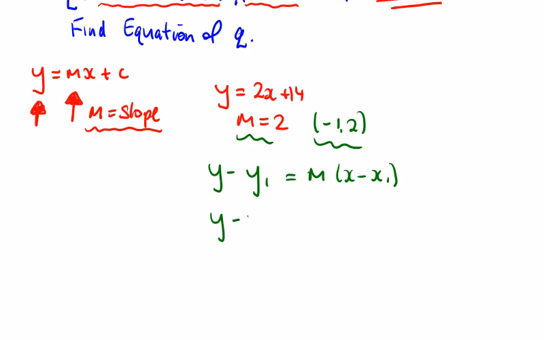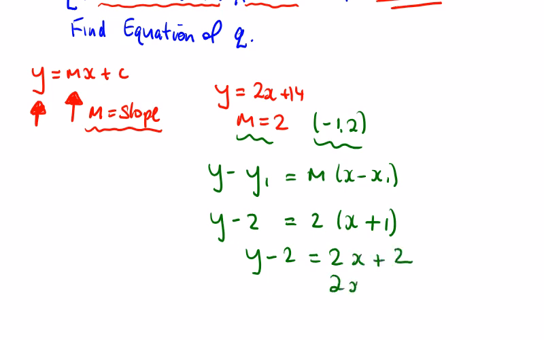So y minus 2 is equal to 2, my slope, times x minus minus 1, which you will always write as plus 1. Take your time simplifying it. y minus 2 is equal to 2x plus 2. If x is positive at this point, I just bring everything across to meet x. 2x minus y, we're going to have a minus 2 and a plus 2. So the minus 2 will become a plus 2. 2 and 2 is 4. 2x minus y plus 4 is equal to 0 is the equation of Q.